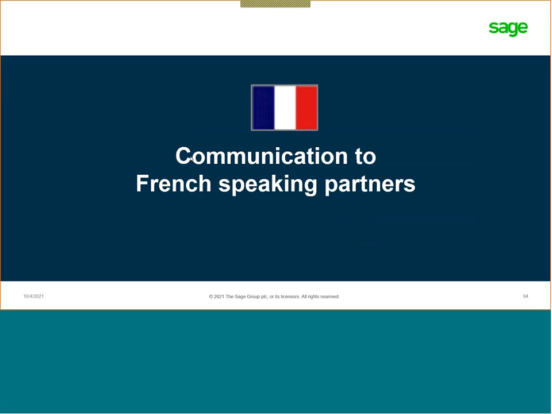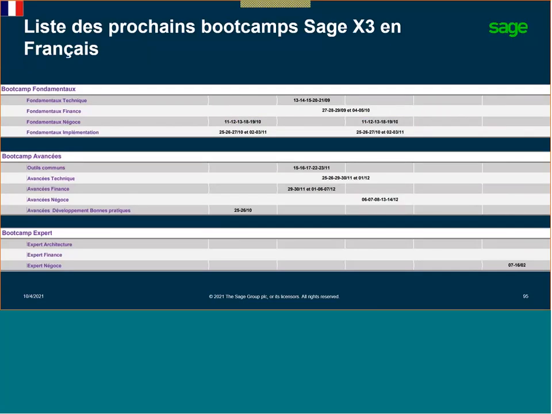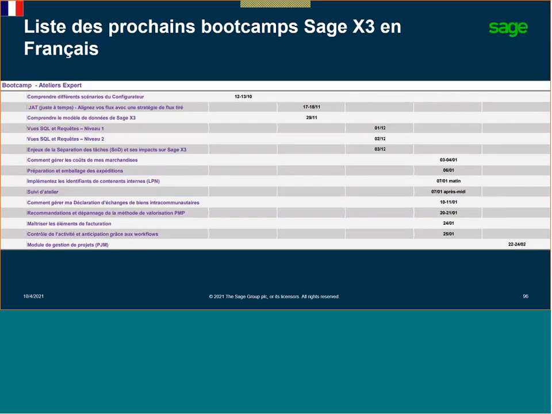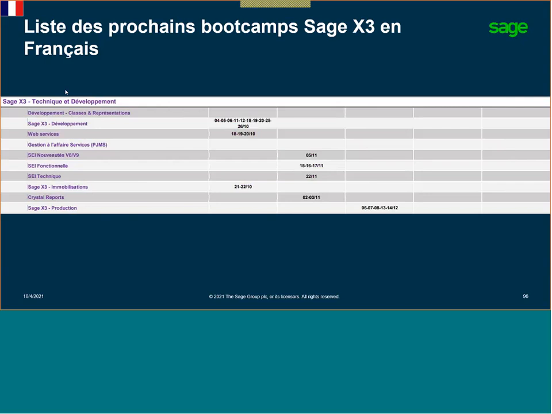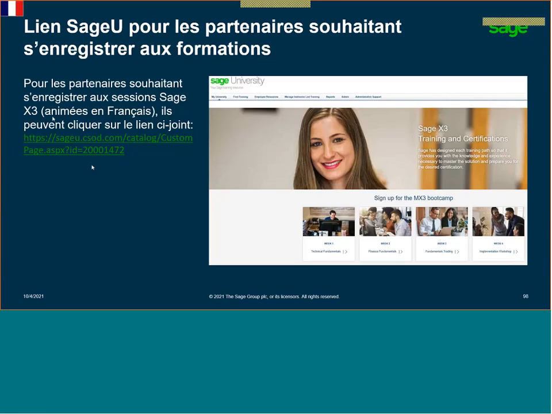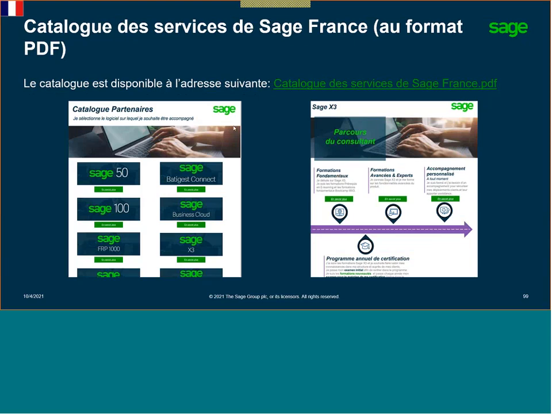The communication to French-speaking partners: for those who are interested, we suggest you register to the Sage University sessions. We have fundamentals sessions, advanced, and expert. The same, we also have trainings and expert sessions. Here it's expert sessions, technical and development sessions, currently indicated. For partners who want to register, you can use this link in Sage University. Partners can also download the Sage Service Catalog in PDF format by clicking on this link.